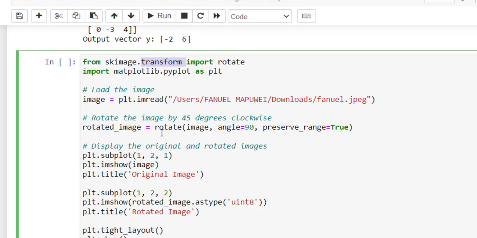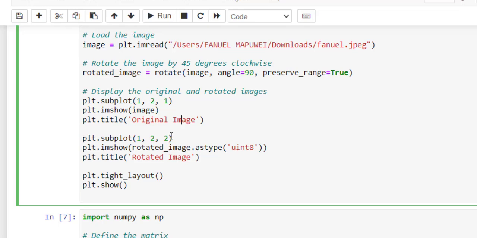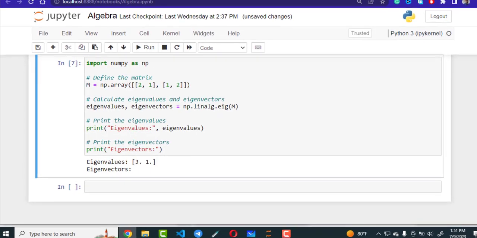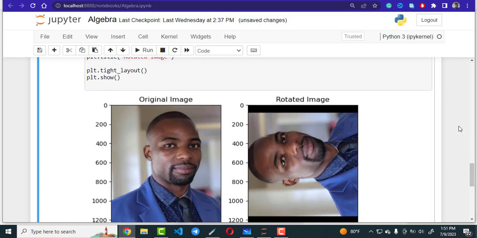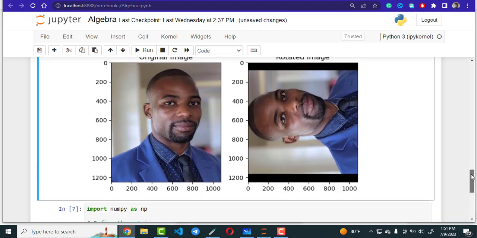I want to rotate our image at a 90-degree angle, the rotation angle of 90 degrees. I want two plots: the original plot of our original image, okay? And also another plot for the rotated image that you are seeing here. So if I were to run this, let us run here. You can see that after a rotation, this is our original image here. Then after rotation by 90 degrees, this is what it looks like.